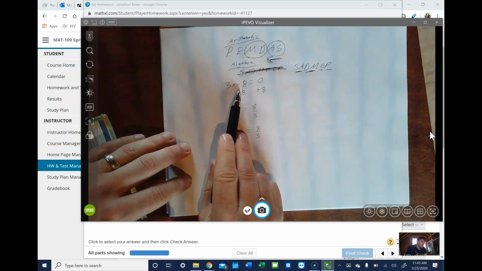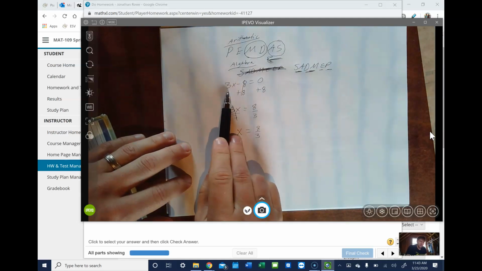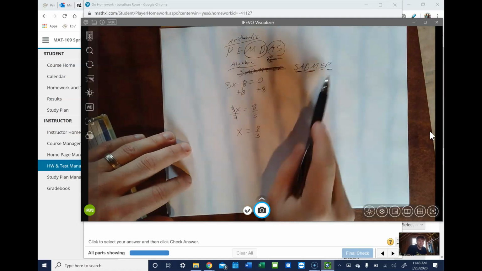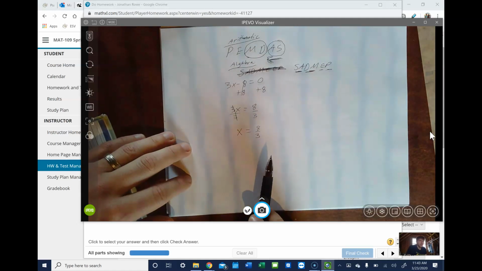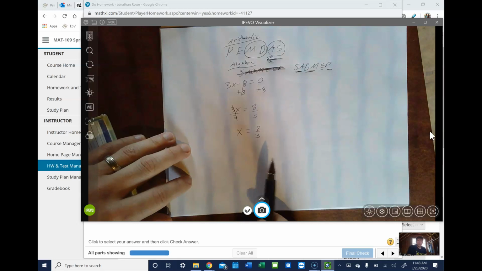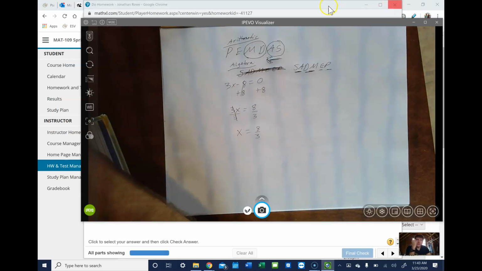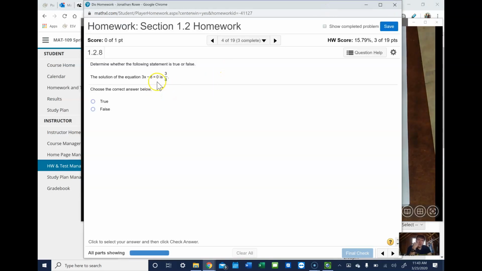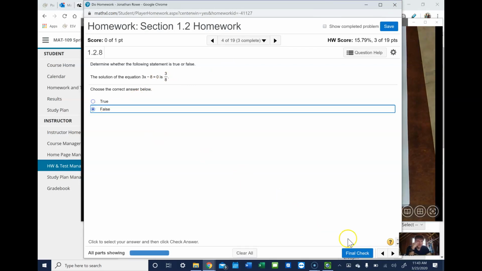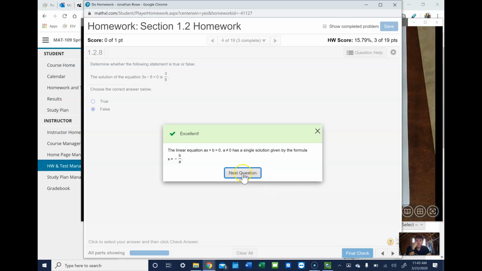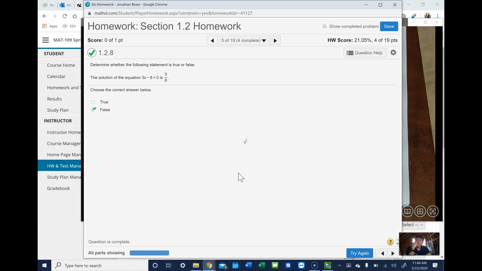So that's why we get rid of the 8, because it's subtracted. We get rid of that before we get rid of the 3, which is multiplied, because we're doing SADMEP as the order of operations in algebra. Okay, so 8/3 should be my answer. Let's go back to the problem. Notice it says 3/8. My answer will be false here. Next question.